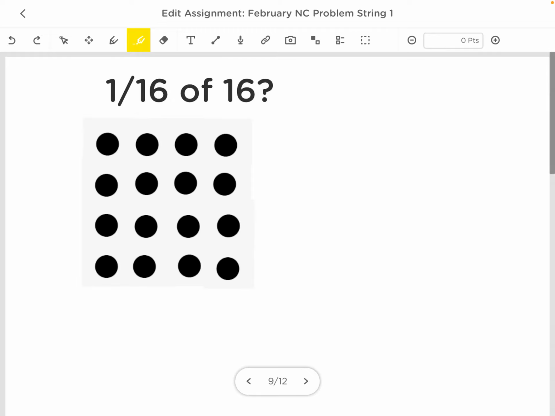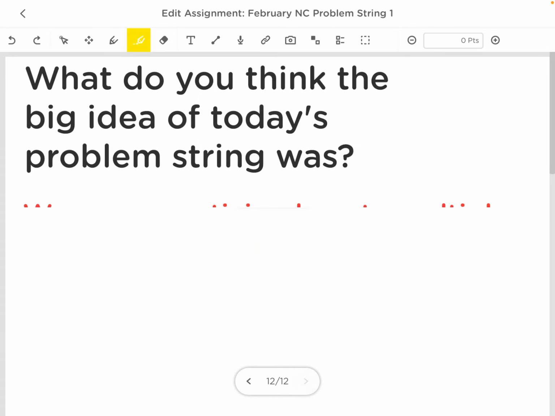Now, on page 9, we have a new denominator. So you are going to split 16 into 16 even groups. You're going to do that for page 9, 10, and 11. On page 12, I want you to think about what the big idea of today's problem string was. And then we will go over that tomorrow in Number Corner.